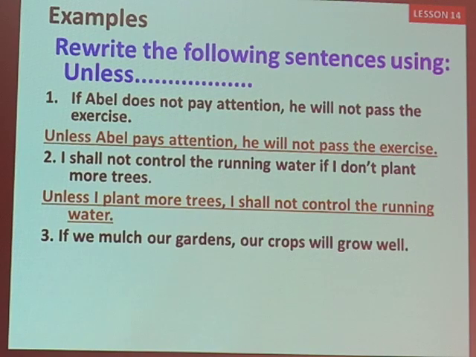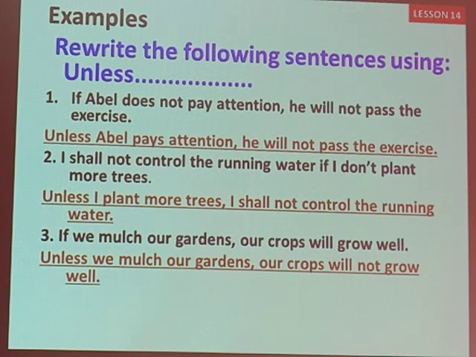Remember, the sentence is, if we mulch our gardens, our crops will grow well. What will happen if we don't mulch our gardens? If we don't mulch our gardens, our crops will not grow well. Having got the negative part of it, you can bring unless. And so the answer must be, unless we mulch our gardens, meaning if we don't mulch our gardens, what will happen? Our crops will not grow well. Unless we mulch our gardens, our crops will not grow well.